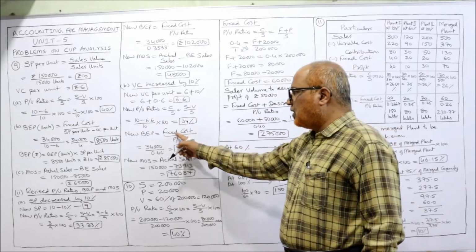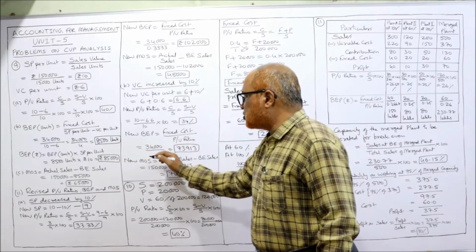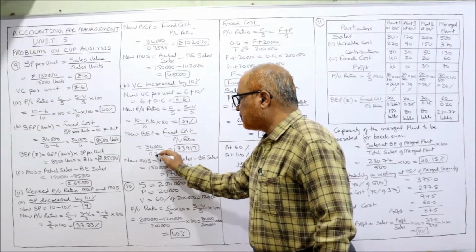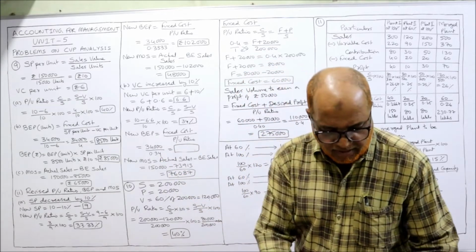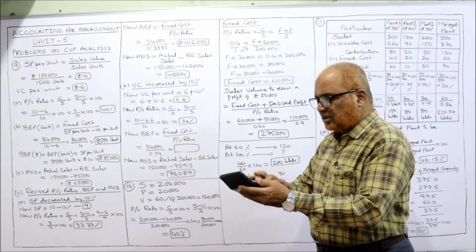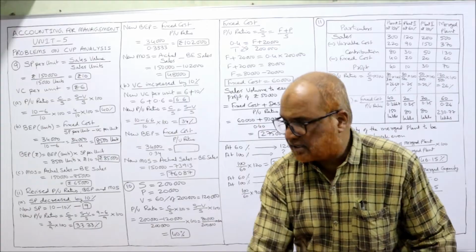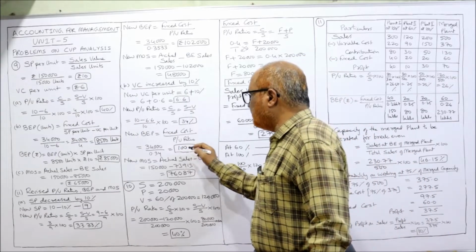Now new break-even point: fixed cost divided by PV ratio. So fixed cost is 34,000, PV ratio is 0.34. So this will change. 34,000 divided by 0.34 is equal to 1 lakh, exactly 1 lakh. This is the new break-even point.